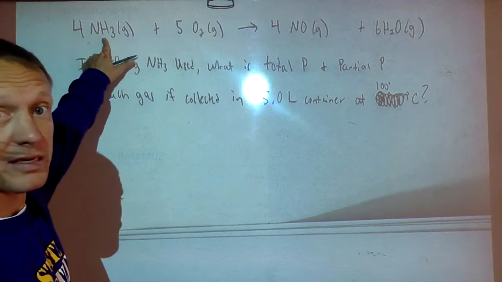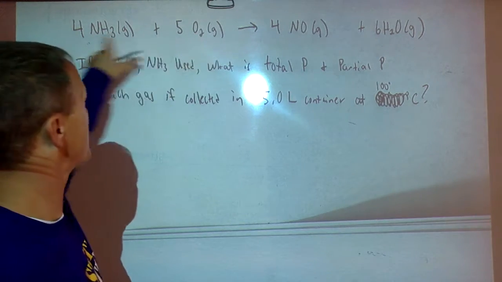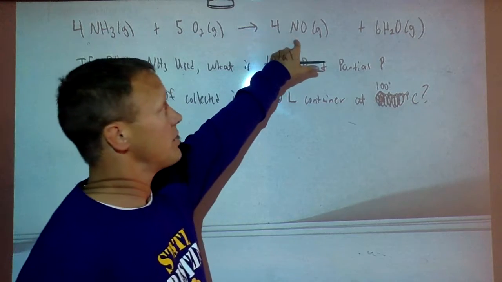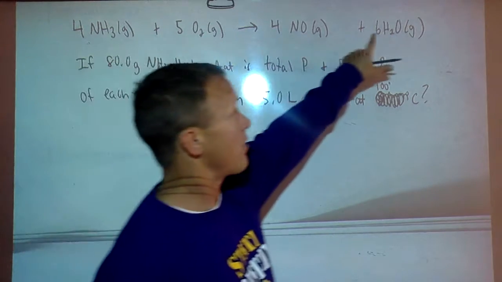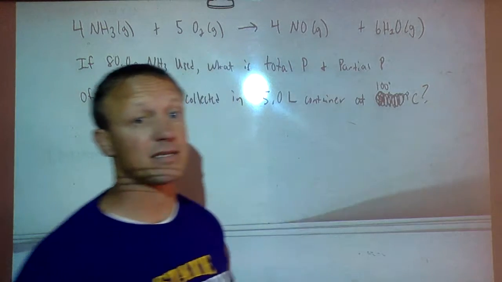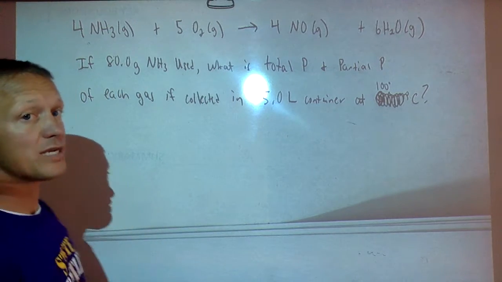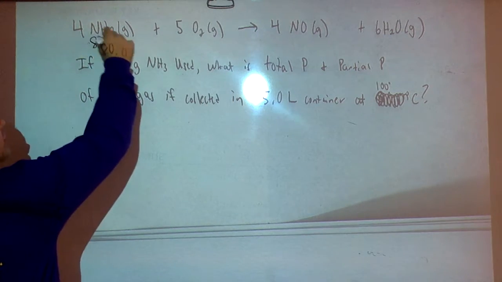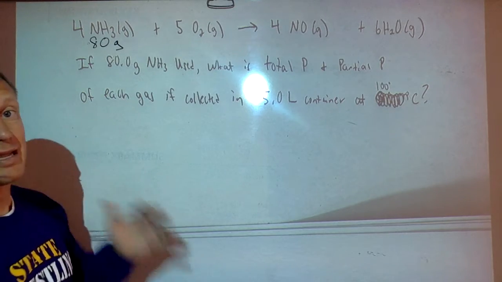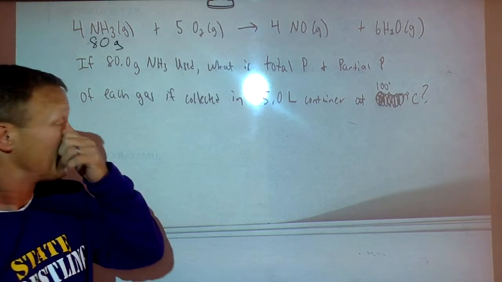So you have ammonia gas reacting with oxygen gas in a 4 to 5 ratio, producing nitrogen monoxide gas and water vapor. Okay, so everything is a gas in there. It's telling us we used 80 grams. We're using 80 grams of NH3. It's not a limiting reactant question, although I will give you one at some point that is.